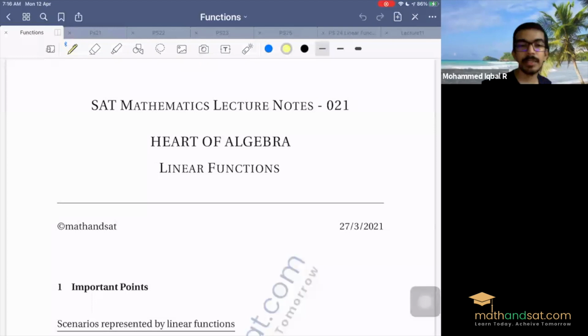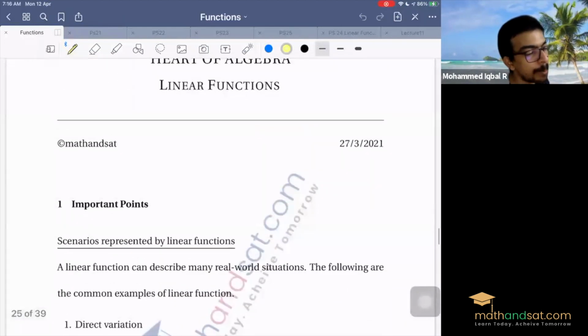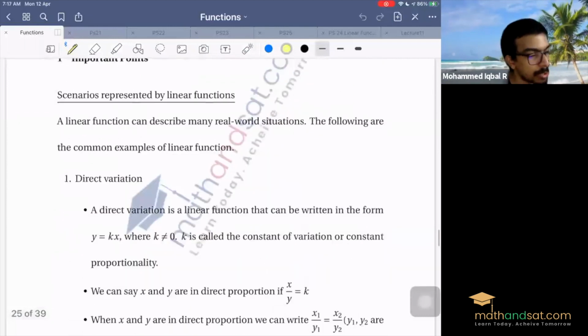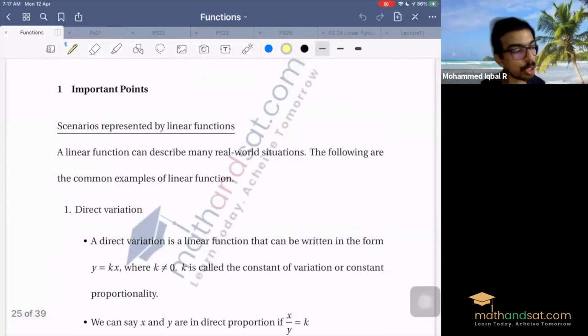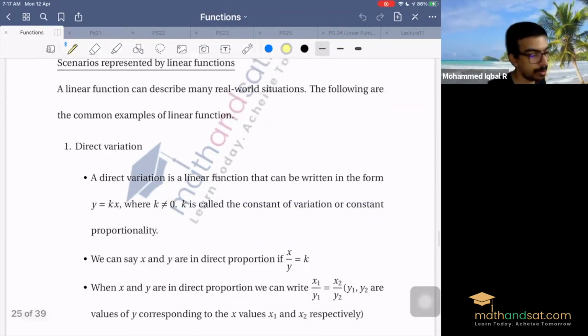So, welcome back. In the last few lessons, we were discussing linear functions. We were on problem sheet number 21, and we have some questions pending from these sheets. We talked about various scenarios that represent a linear function. One is direct variations, where your output will be proportionate to the input. That is one scenario.